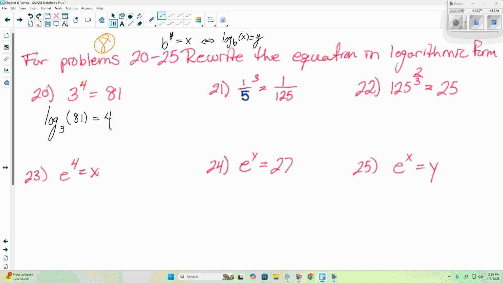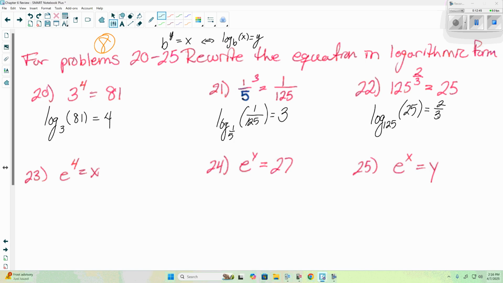So what about 21? It would be what? Log base 1 over 5 of 1 over 125 is equal to 3. Okay. 22, log base what? Log base 125 of 25 equals 2 over 3.